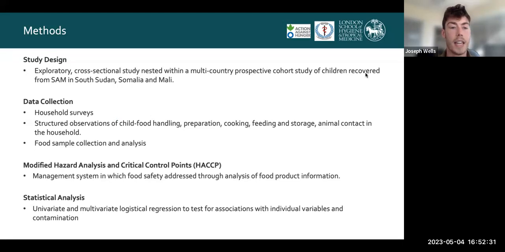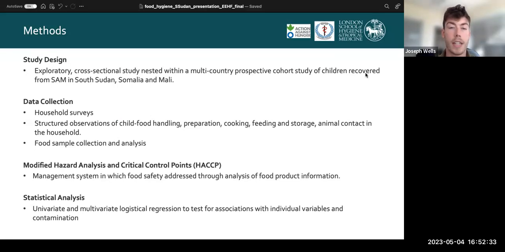So this study is an exploratory cross-sectional study, which was nested within a multi-country prospective cohort study of children recovered from severe acute malnutrition in South Sudan, Somalia, and Mali. We conducted 600 household surveys, as well as 200 structured observations within these households, which looked into how food was prepared, cooked, fed, and stored, as well as animal contact in the feeding and food preparation areas.